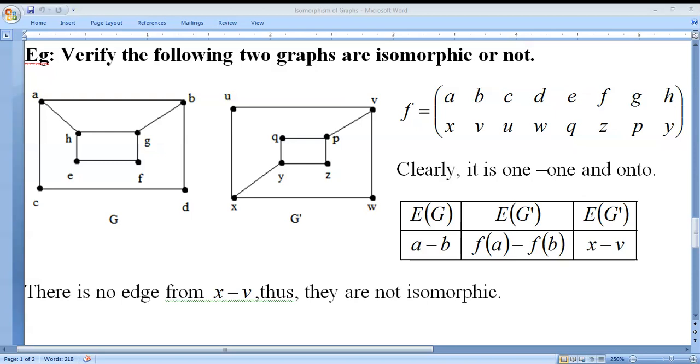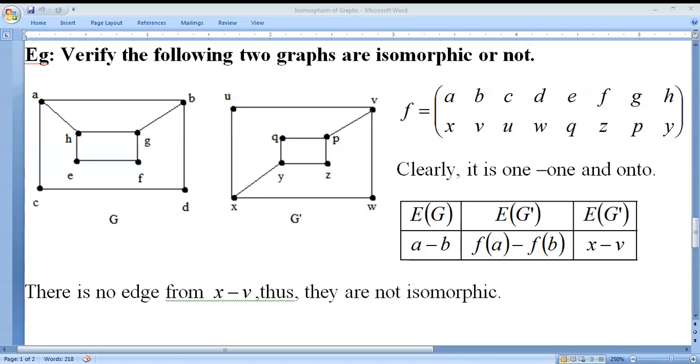The condition says that if uv is an edge in the first graph, correspondingly f of u, f of v must be an edge in the second graph. But here ab is the edge, and f of a, f of b is the corresponding edge. F of a means x, f of b means v, so there must be an edge xv in the second graph. From the second graph you can see that there is no edge between x and v, hence the condition fails. Since the condition fails, the two graphs are not isomorphic to each other. The point which fails is this condition, for the edge ab.